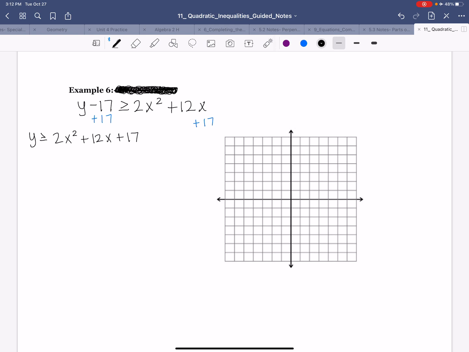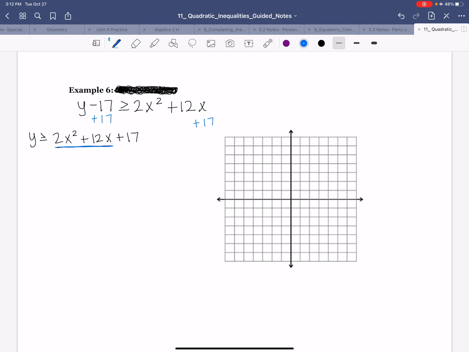When I turn this to vertex form, I'm going to use completing the square to do so. So remember, with completing the square, you complete the square with the first two terms. And I wanted that to be a different color. So we want to complete the square with the first two terms.